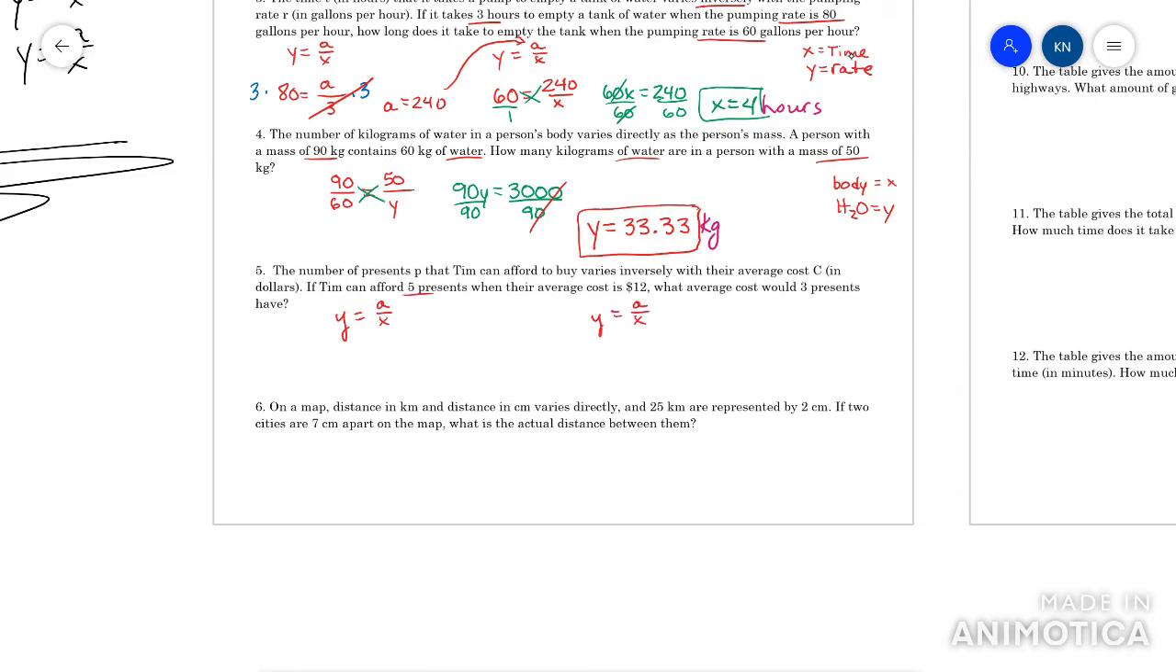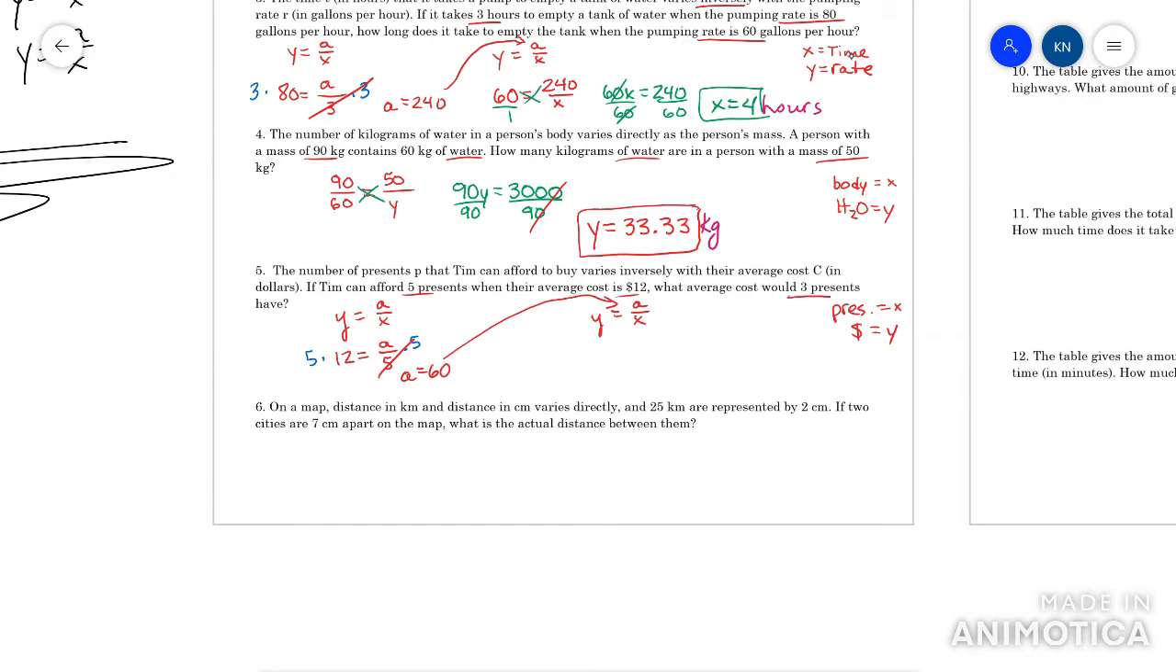Okay, we got presents and money. So we'll make presents x and money y. All right, so 5 presents, $12. So $12 equals a over 5 presents. All right, so go ahead and solve for a, times by 5. A is 60.